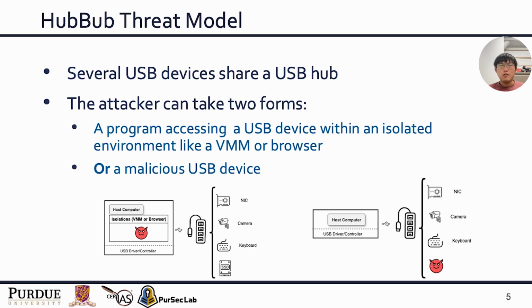The threat models of HubBub are straightforward. First, we assume that multiple USB devices are connected to one single USB hub, as illustrated in these two diagrams. Then the attacker can take two forms. As shown on the left, the host-based attacker is a malicious software running on the host. It has access to at least one USB device. Such an attacker can run directly as a normal process, or it can be isolated in a virtual machine or web browser.